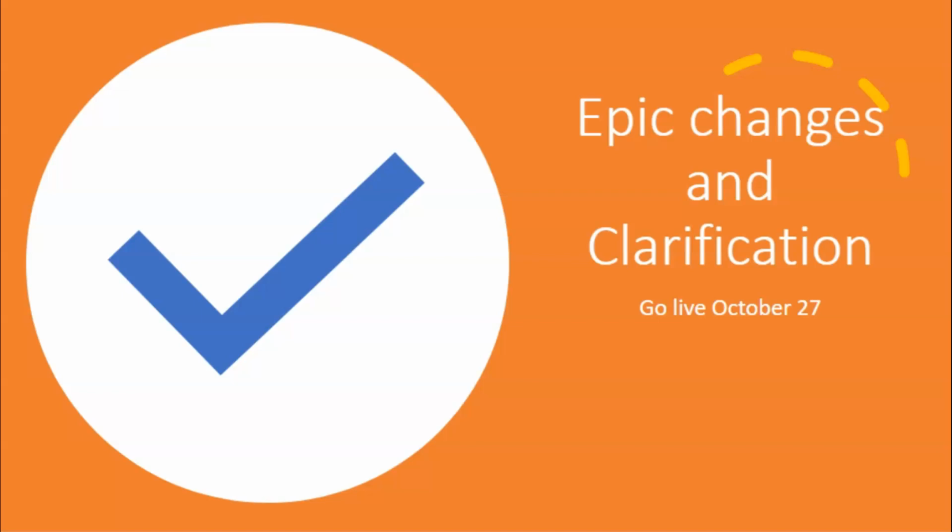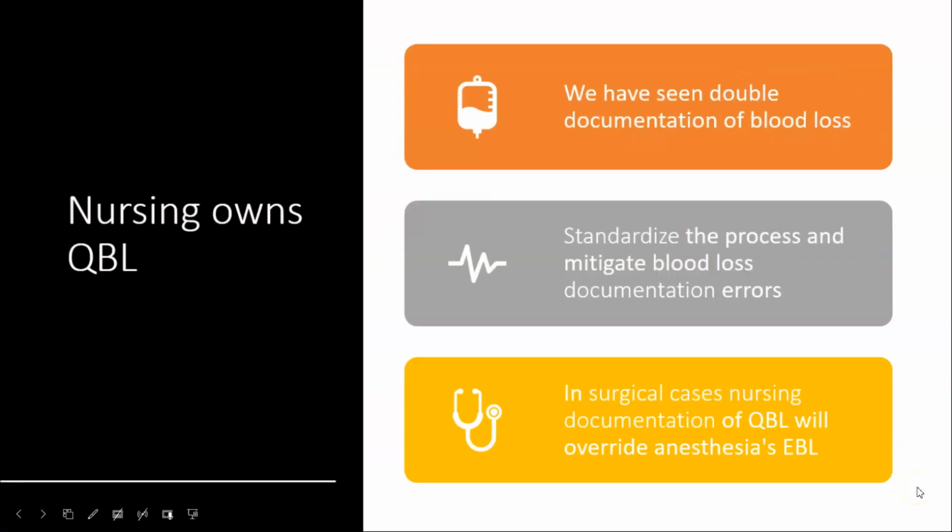I just need a few minutes of your time to tell you about some epic changes and offer some clarification. We've seen some double documentation of blood loss. So, along with anesthesia, the decision was made to standardize the process and mitigate blood loss documentation errors. This is going to be in surgical cases, which for us is mostly C-sections. And when a nurse documents a QBL in a C-section, it will override anesthesia's EBL and will not be counted in the total blood loss.